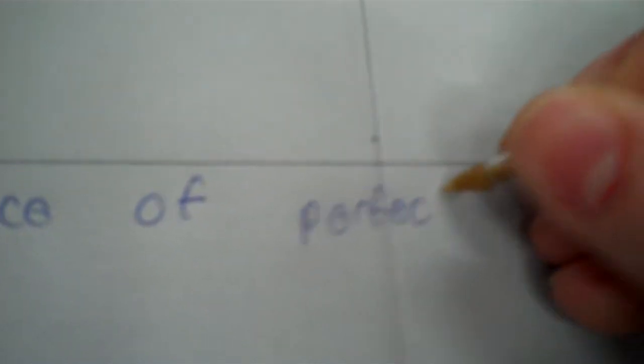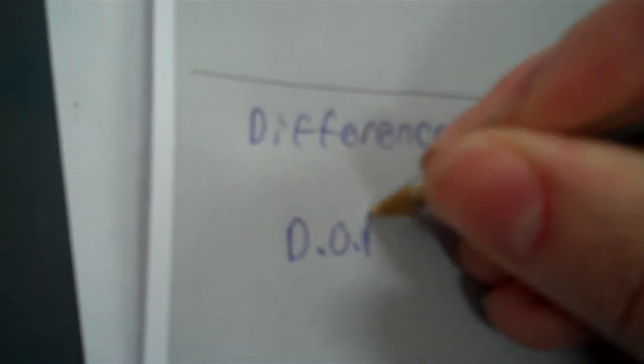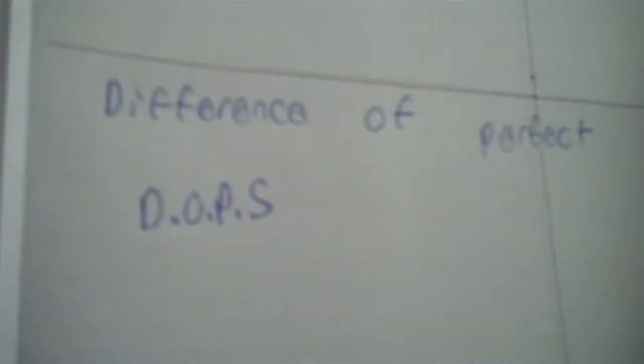Now, we need to put this in factored form. It's not hard to do. It's what's known as difference of perfect squares. Write it down. Difference of perfect squares. The abbreviation for this is DOPS. D-O-P-S. Difference of perfect squares. Now, DOPS is not hard to execute.